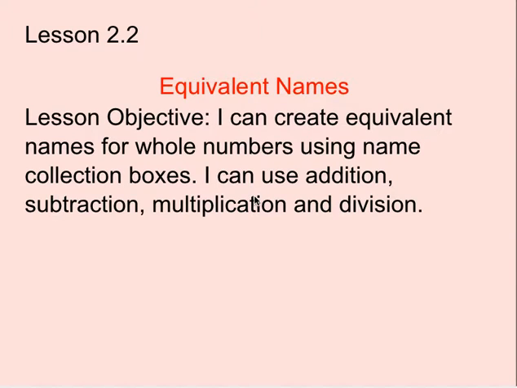Today our lesson is on equivalent names. The lesson is 2.2 and the lesson objective is: I can create equivalent names for whole numbers using name collection boxes. I can use addition, subtraction, multiplication, and division. So you're going to be putting this information into your math notebook now.